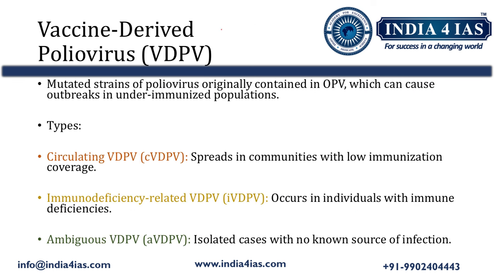While studying the polio vaccines, we have come across a term called vaccine-derived poliovirus. So now we will briefly look into what a vaccine-derived poliovirus is. Vaccine-derived poliovirus refers to mutated strains of the poliovirus originally contained in the oral poliovirus vaccine. This can cause outbreaks in under-immunized populations. So this is one of the side effects of the oral poliovirus vaccine.